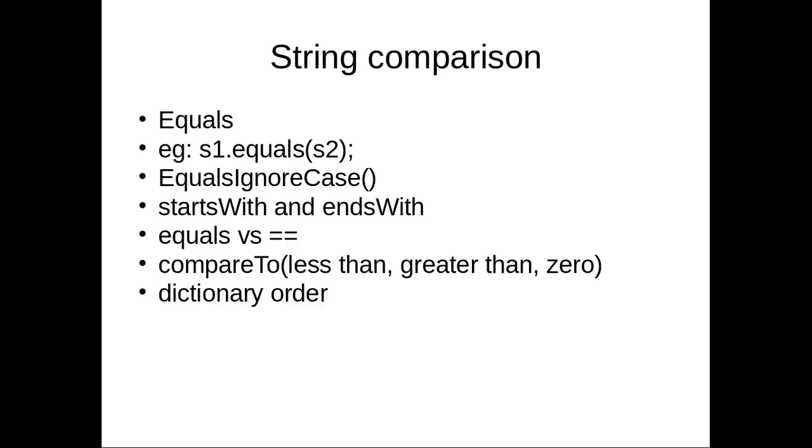Then other operations are less than, greater than, 0. That means suppose that two strings are compared, then string s1 is less than string s2. If you have a dictionary order, then you have to follow the dictionary order, and in the dictionary order, if s1 is coming before s2, then s1 is less than s2. And if s1 is greater than s2, then s1 is coming after s2. And like that.